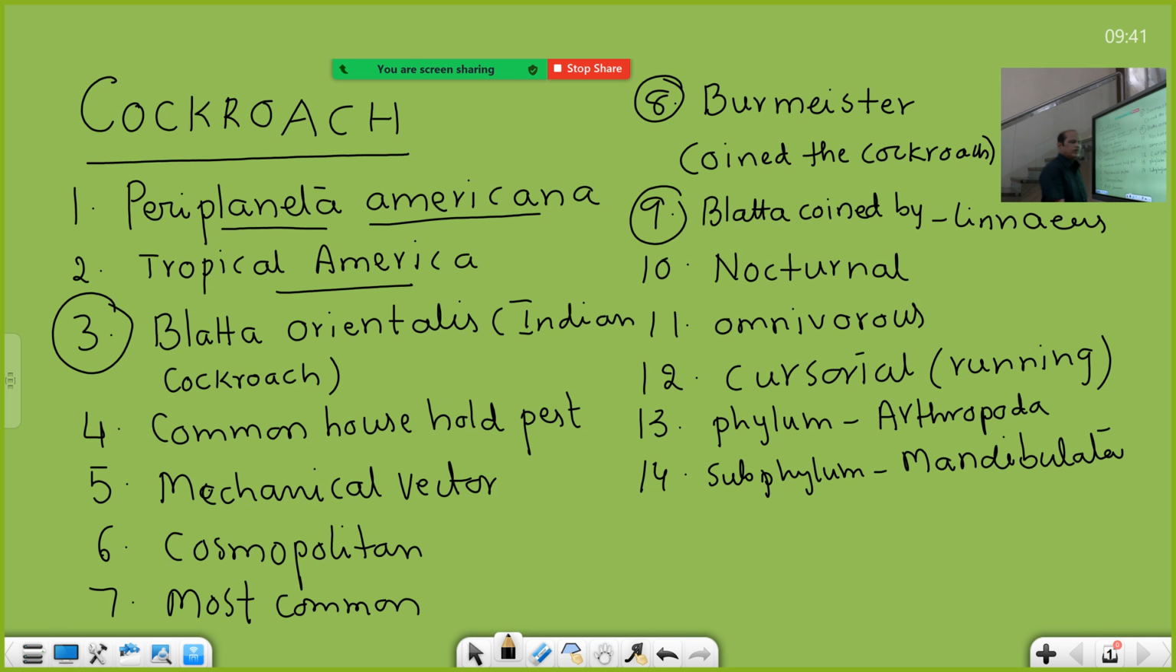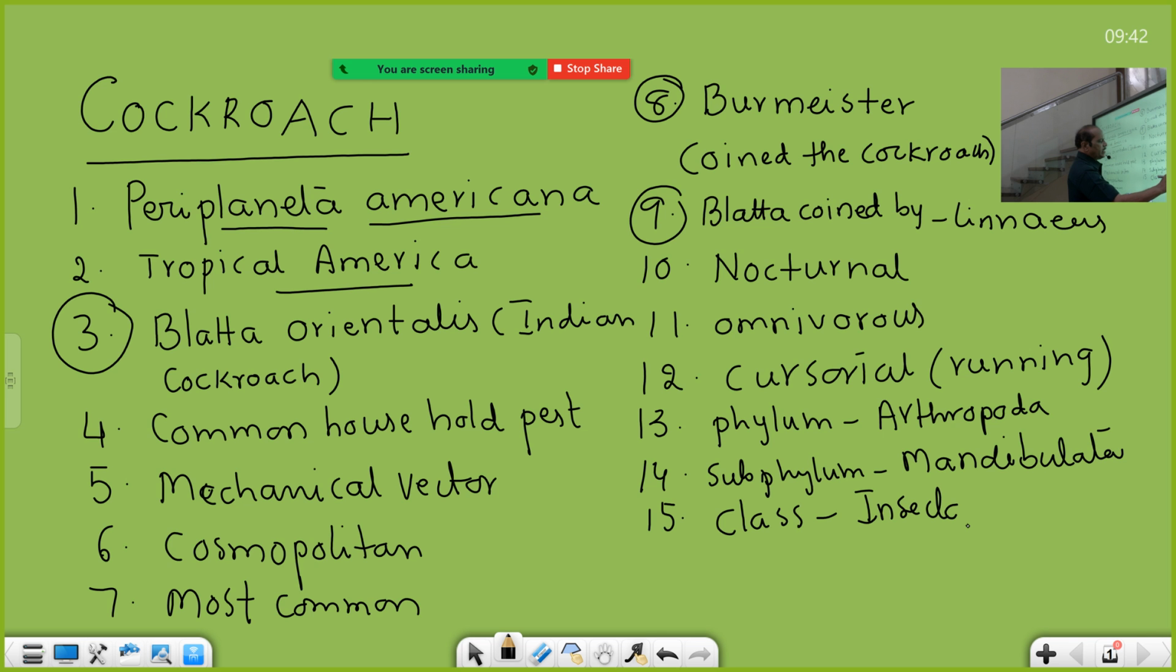Mandibulata is the subphylum, because the mandibles are the mouth parts. So that's why the subphylum is Mandibulata. At the time of classification of Arthropoda, I divided the Arthropoda into three subphyla: Trilobitomorpha, Chelicerata and Mandibulata. So the third subphylum is Mandibulata, including four classes: Crustacea, Chilopoda, Diplopoda and Insecta. So the class of cockroach is Insecta.